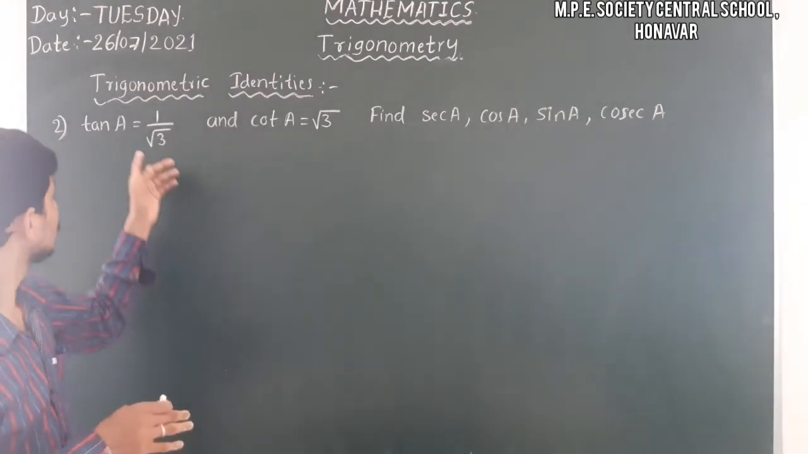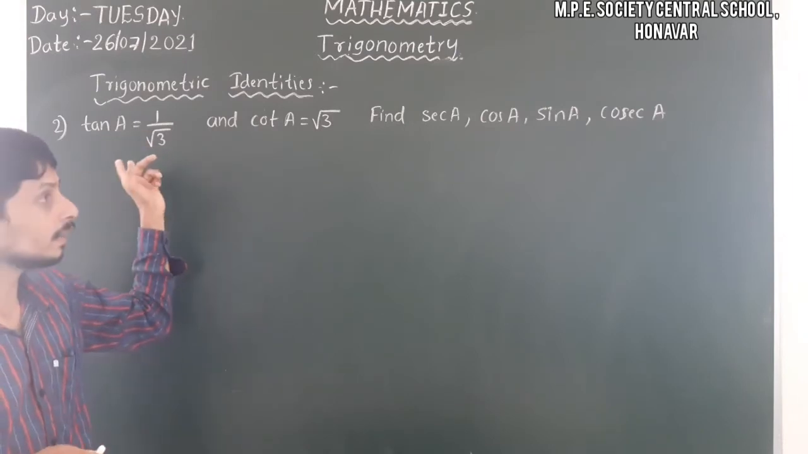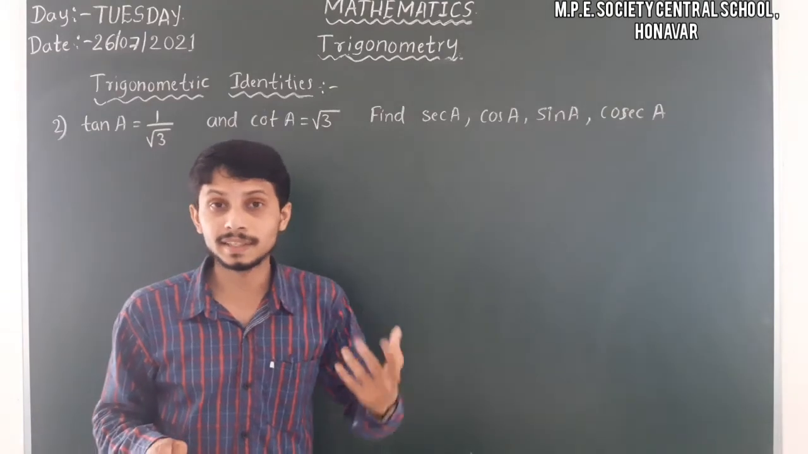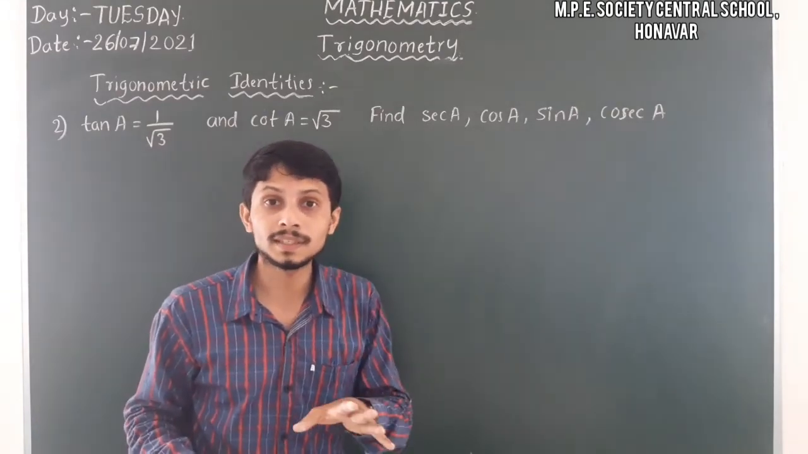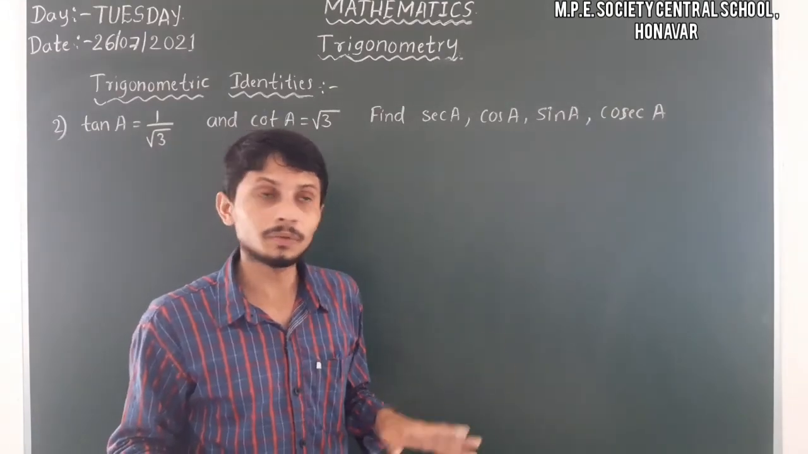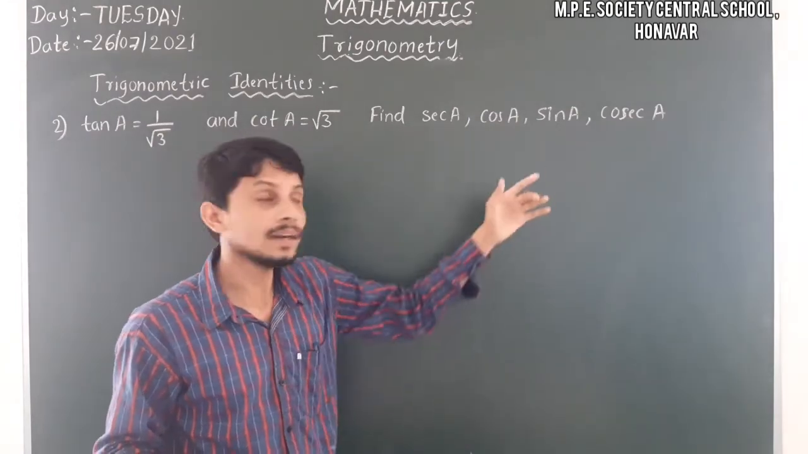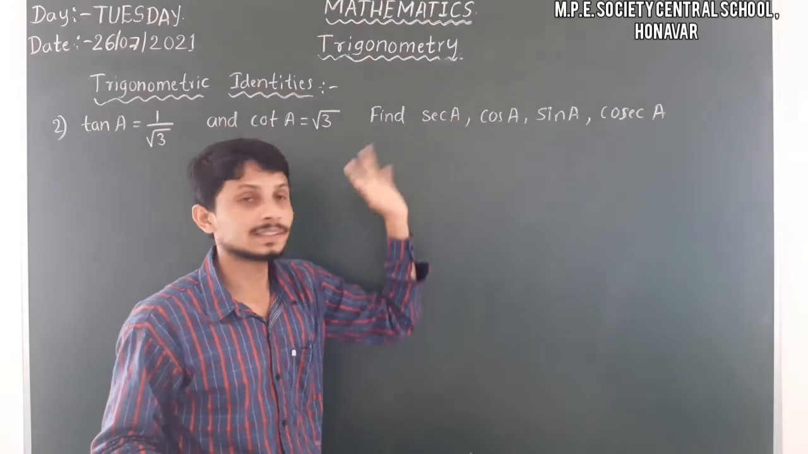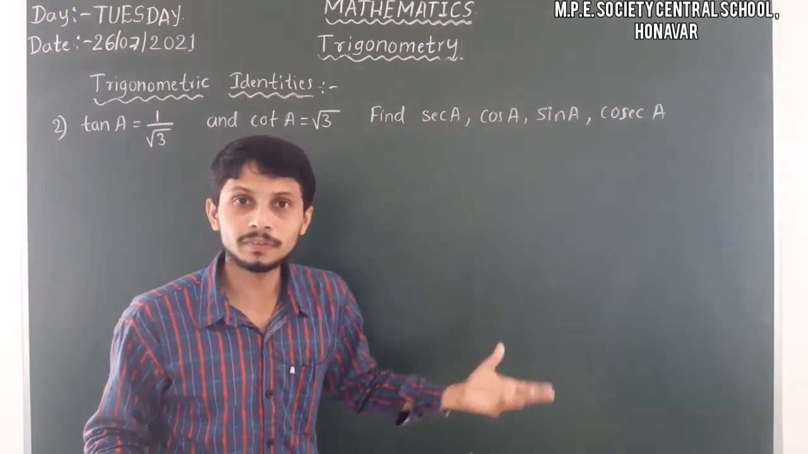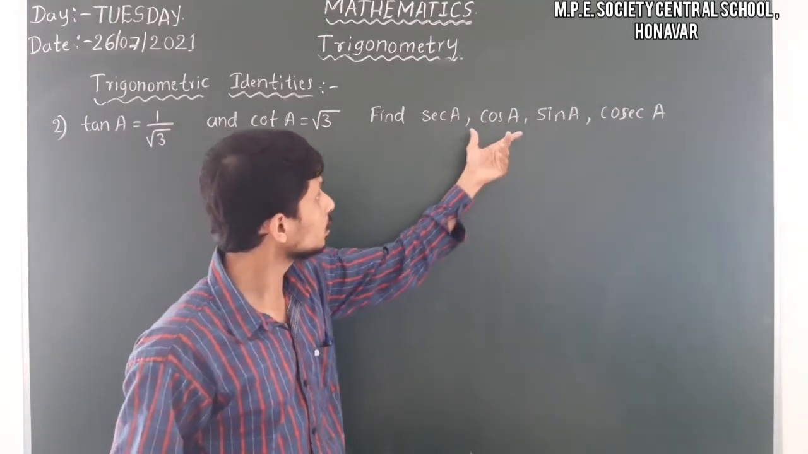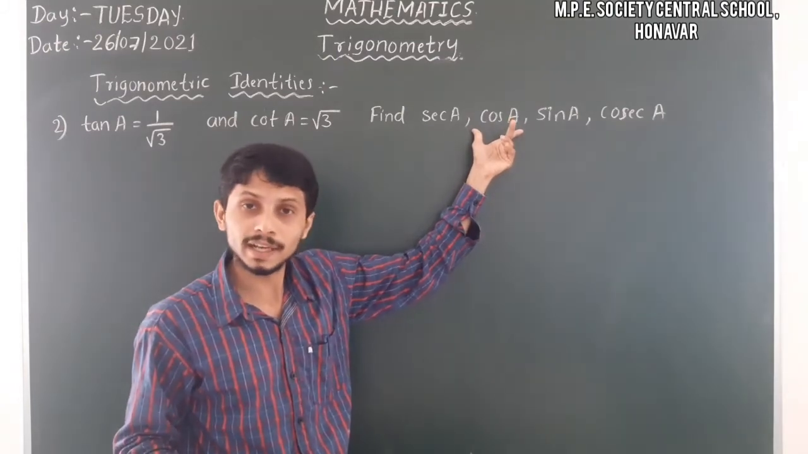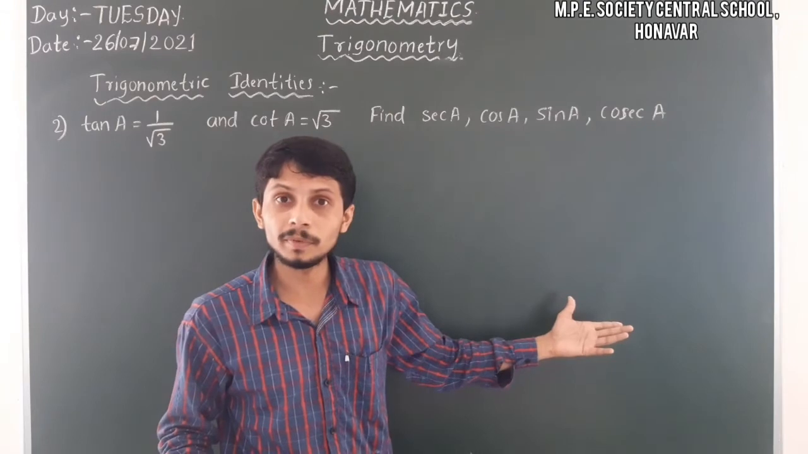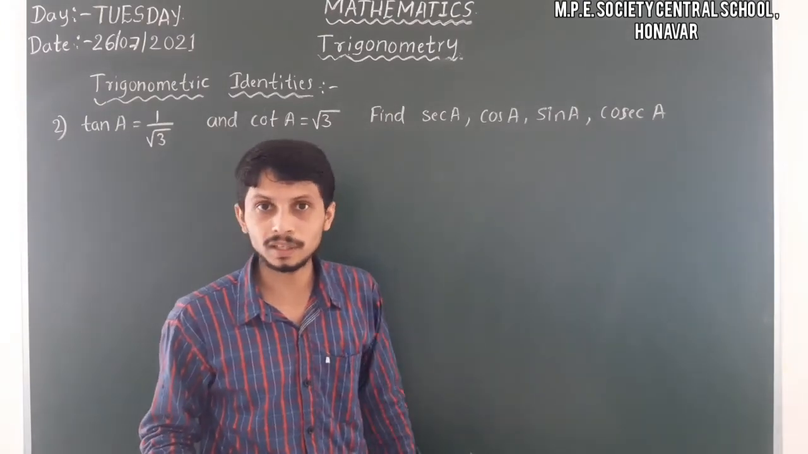Just observe here. Tan A is given and tan A relates with secant A by the trigonometric identity, that is secant square A is equal to 1 plus tan square A. Using that one we can find out secant A. And cos A is nothing but the inverse of secant A, so we can take the inverse. Then once we know the cosine of A, we can find out sine A using the first trigonometric identity, sine square A plus cos square A is equal to 1.